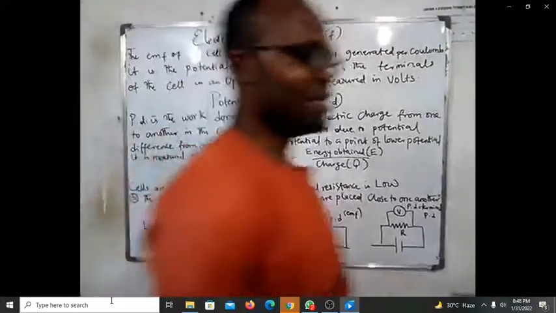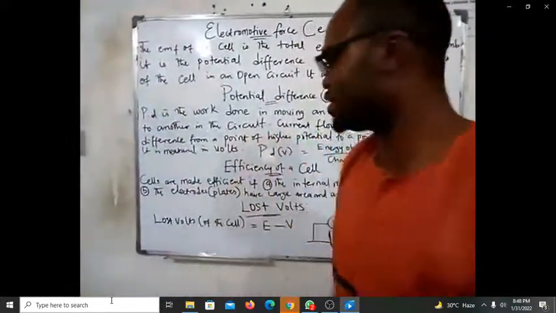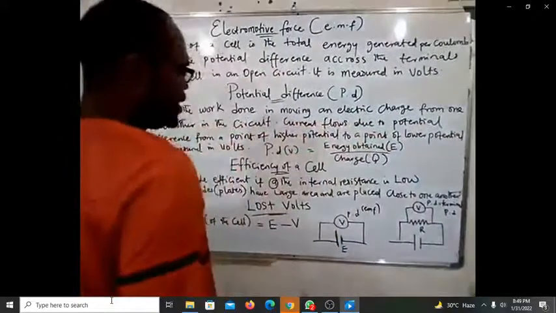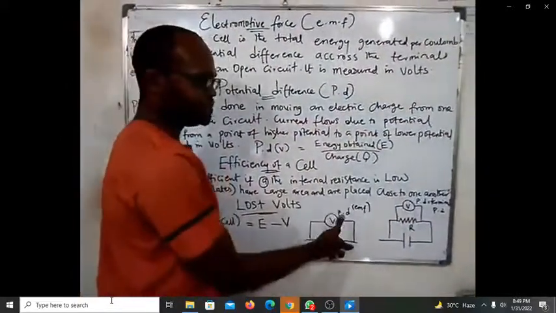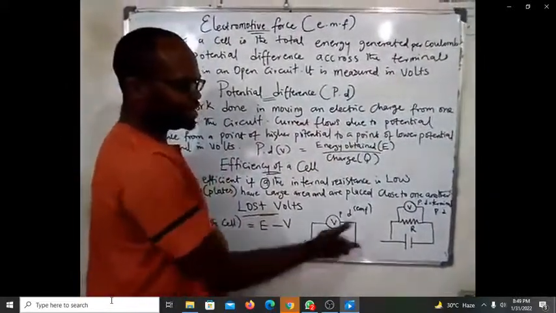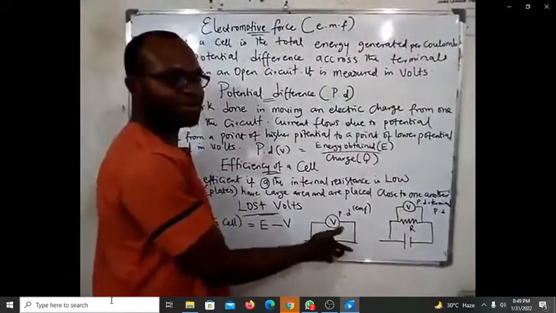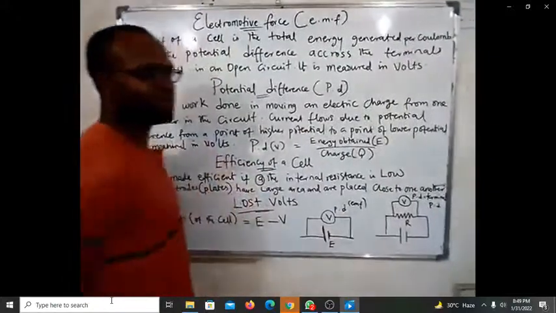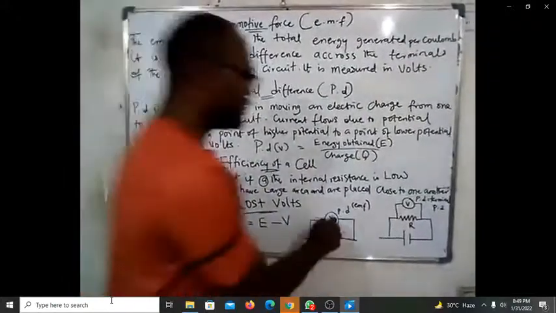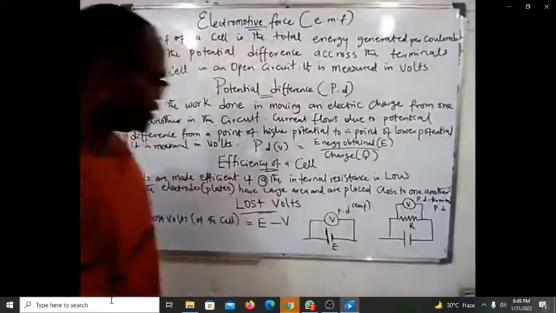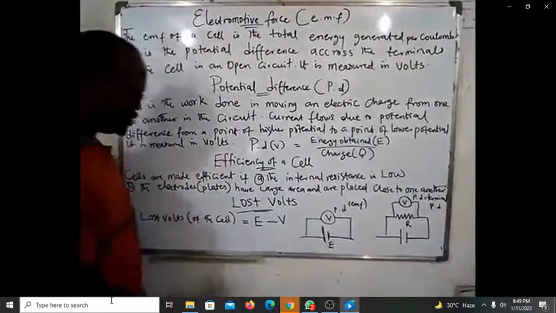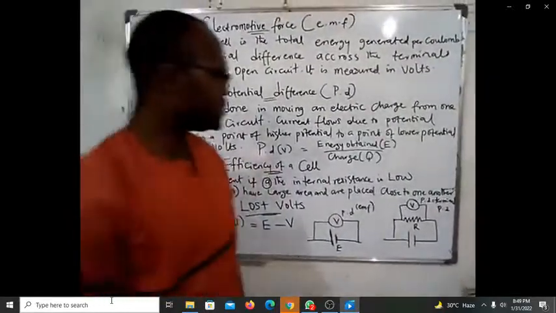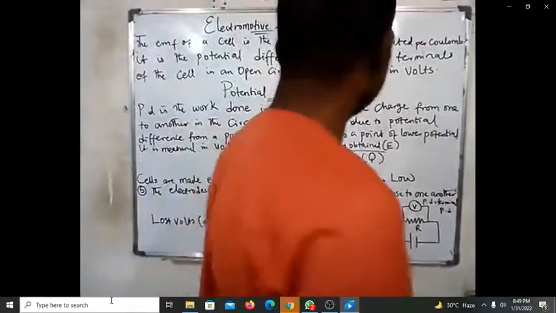So when you are asked to explain the concept of lost volts, you should know that it is simply the voltage difference between the circuit that is made up of only the cell and the one that has a resistor connected to it. So the difference in the voltages that are measured gives you the lost volts of the cell. That is where we are going to stop for today.